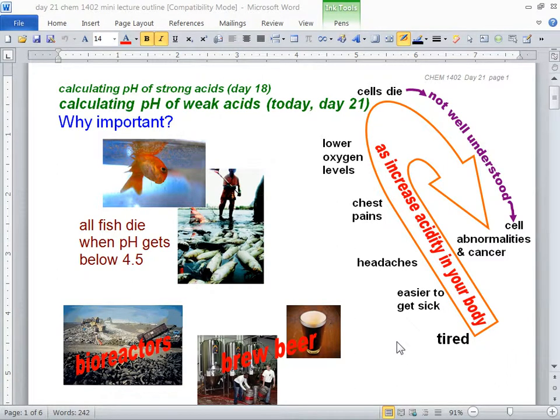Calculating pH of strong acids. That's what we just kind of wrapped up on. We had an exam over that stuff. Okay. Now we're going to do the pH of weak acids.